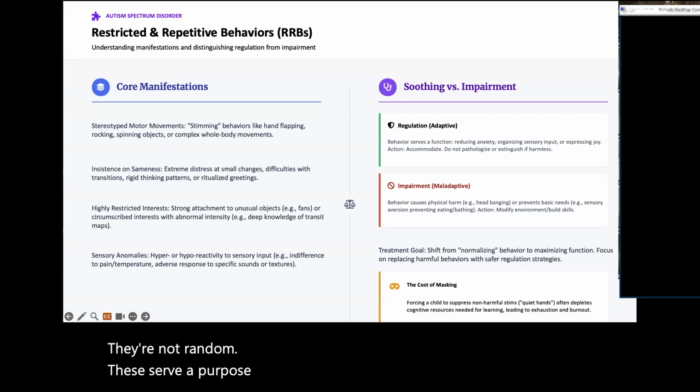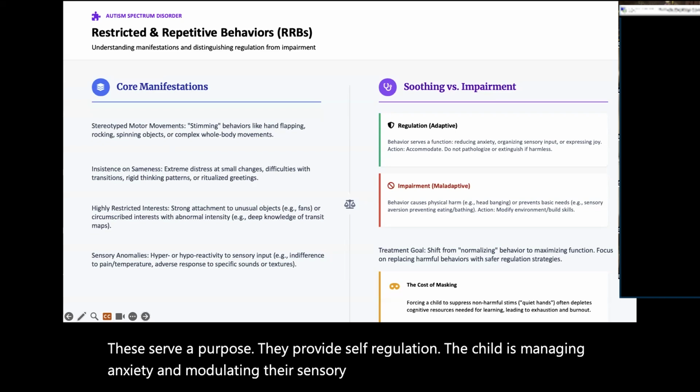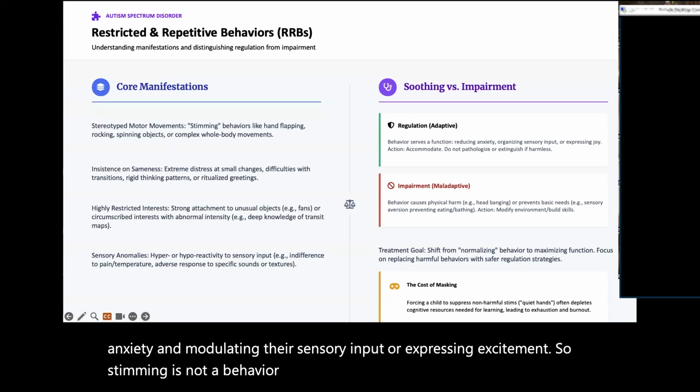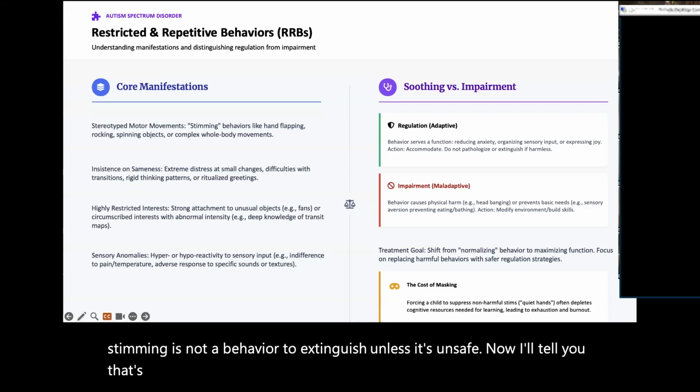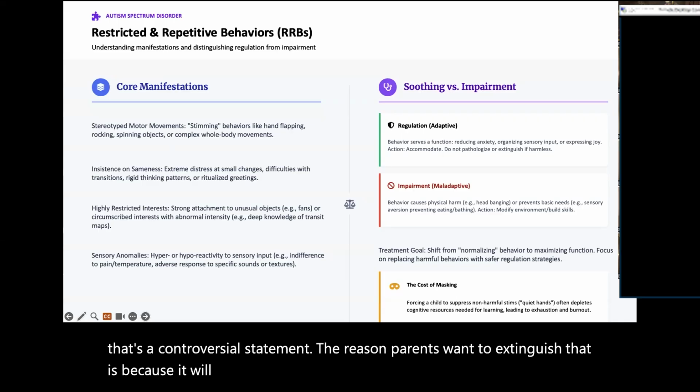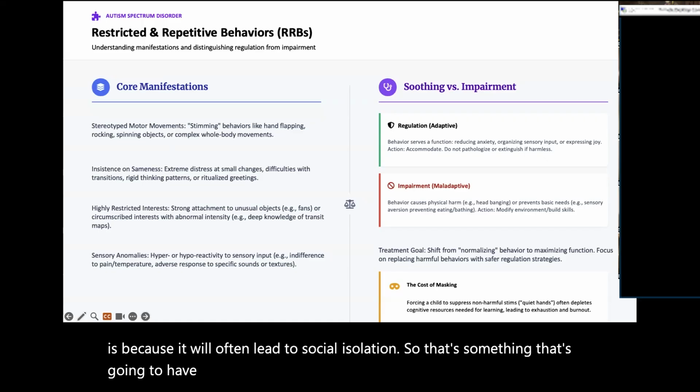They provide self-regulation. The child is managing anxiety and modulating their sensory input or expressing excitement. So stimming is not a behavior to extinguish unless it's unsafe. Now, I'll tell you, that's a controversial statement. The reason parents want to extinguish that is because it will often lead to social isolation. So that's something that's going to have to be decided. Life is trade-offs.